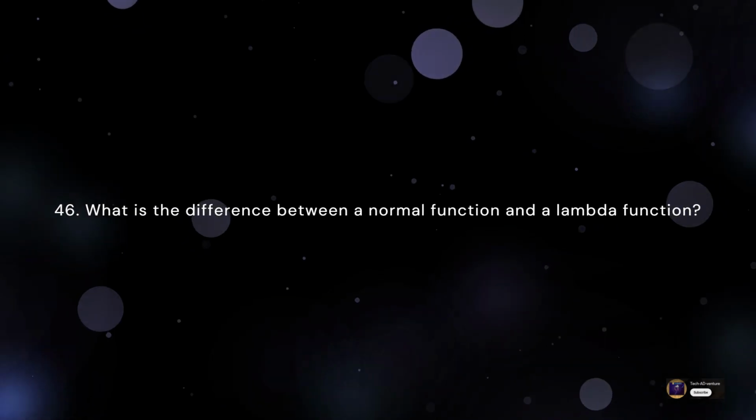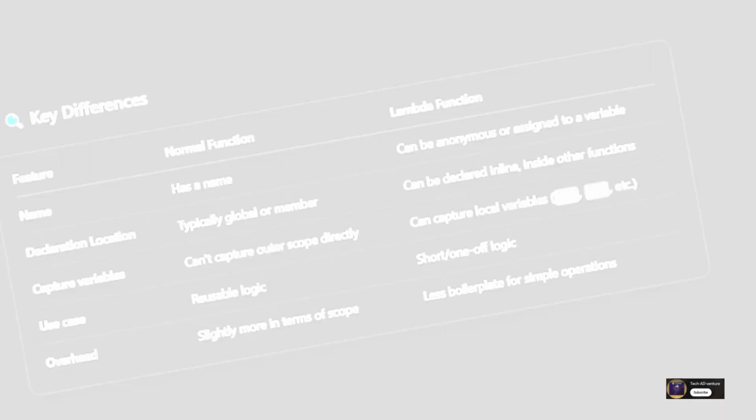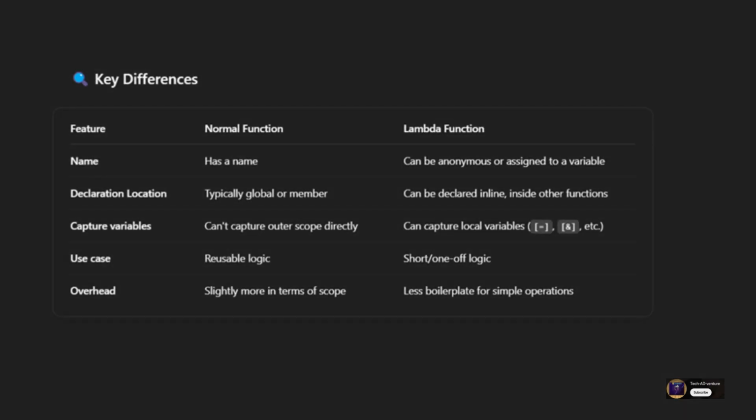46. What is the difference between a normal function and a lambda function? Both types of functions have their own use cases and advantages. Lambda functions are particularly useful for short, temporary tasks, while normal functions are better for reusable code blocks. Here are the key differences.